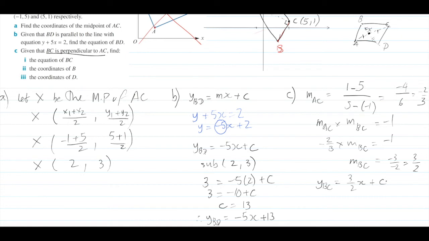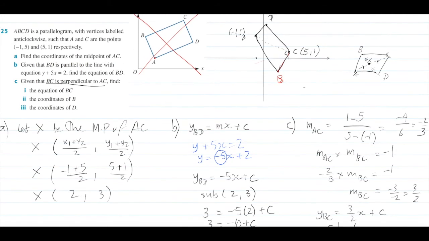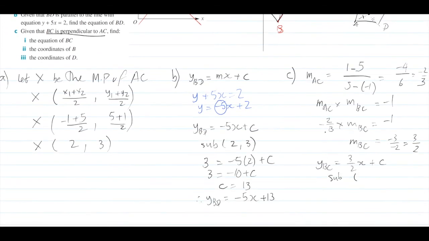Okay, so we now need to find the y-intercept, c. How do we find that? Well, again, similar to part B, we need to sub in a point. So what point do we sub in? Well, we know BC over here on our graph has a point that we do know of, and that is point C, which is 5, 1. So you sub in the point C. So y is 1, x is 5, and then now we just need to solve for it.